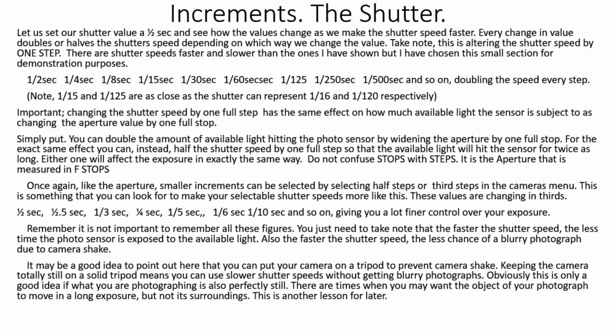Also, the faster the shutter speed, the less chance of a blurry photograph due to camera shake. It may be a good idea to point out here that you can put your camera on a tripod to prevent camera shake. Keeping the camera totally still on a solid tripod means you can use slower shutter speeds without getting blurry photographs. Obviously, this is only a good idea if what you are photographing is also perfectly still.